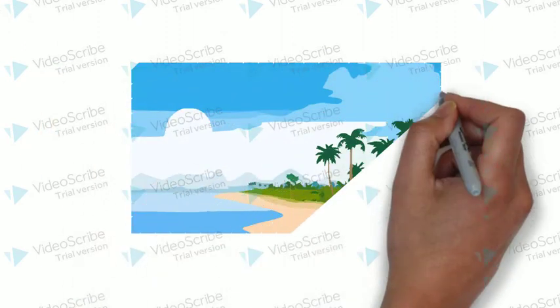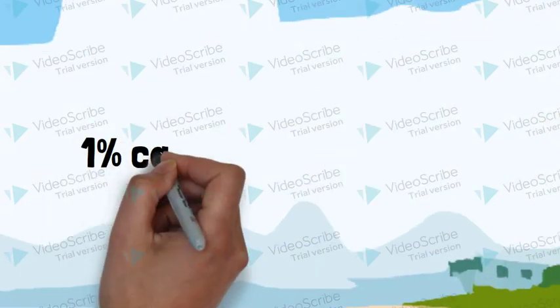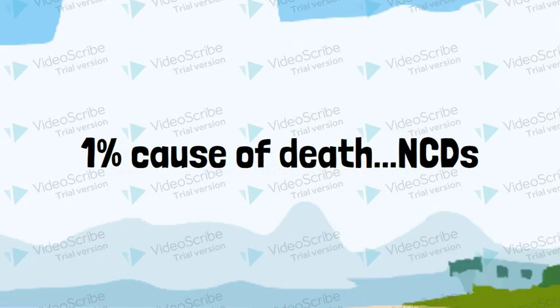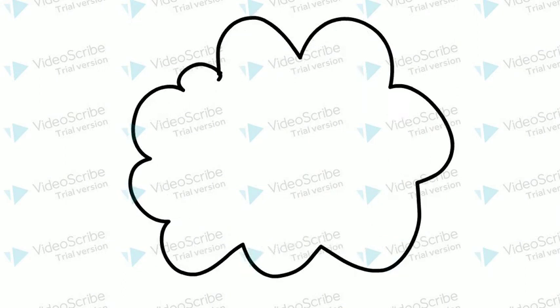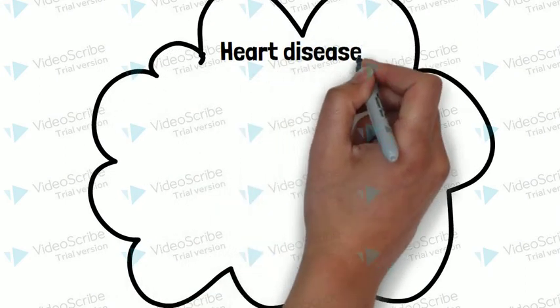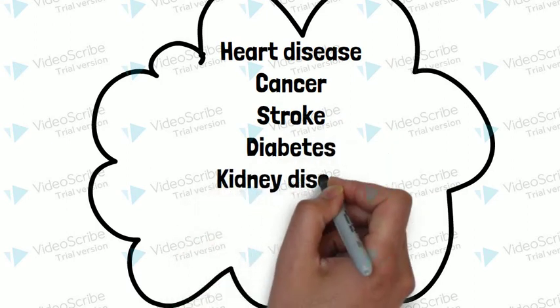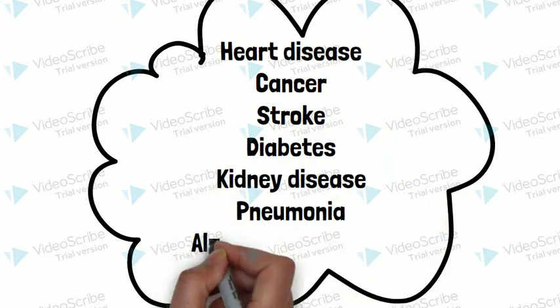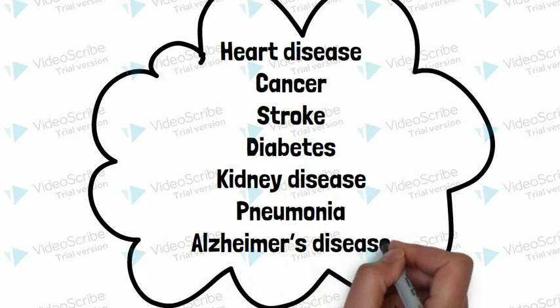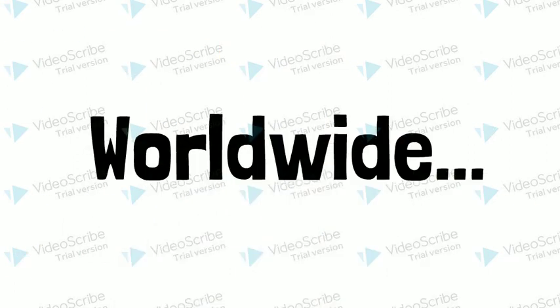In the Caribbean, researchers have shown that the number one cause of deaths are due to non-communicable diseases. NCDs include heart disease, cancer, stroke, diabetes, kidney disease, pneumonia, and even Alzheimer's, all of which have a greater worldwide morbidity and death rate than all the other causes combined.